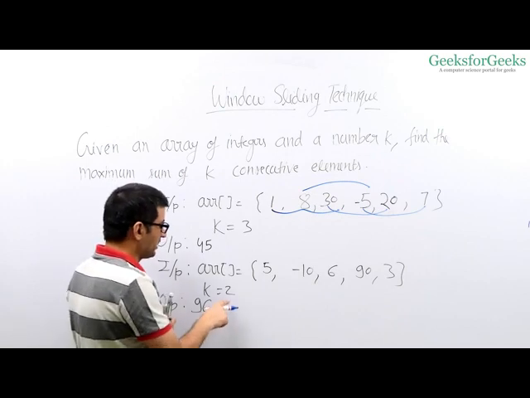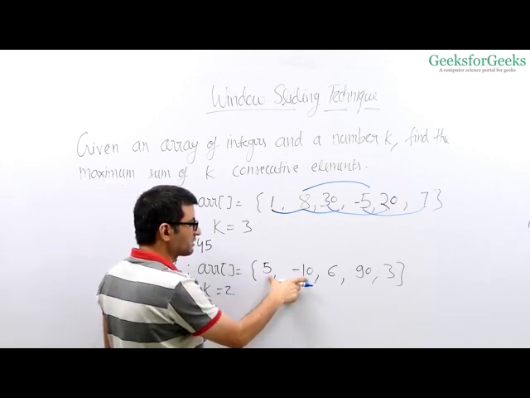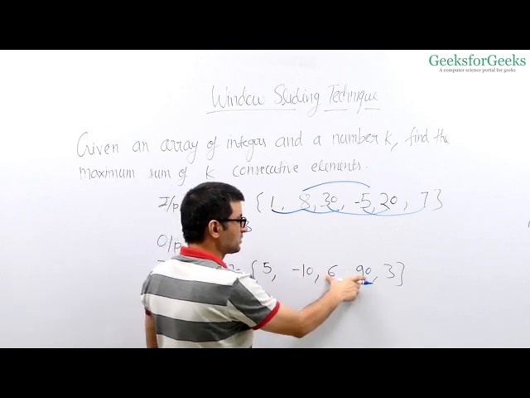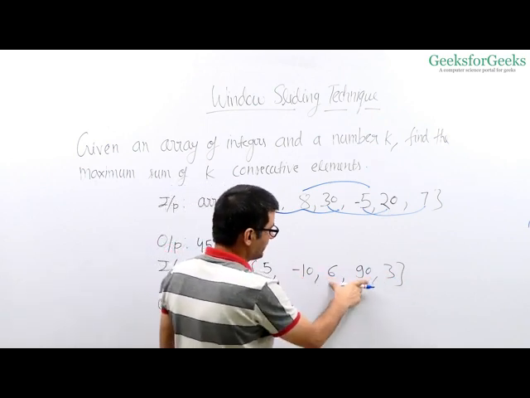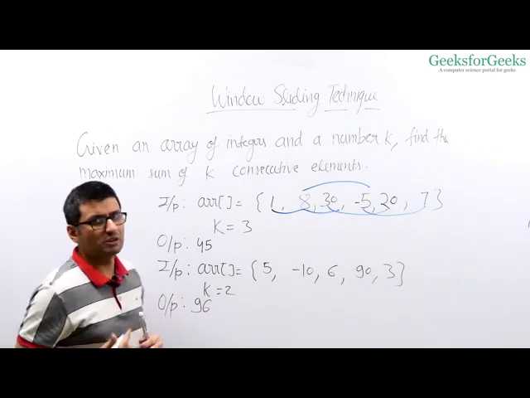In this example, we need to find the sum of 2 consecutive elements. So this one is -5, this one is -4, this one is 96, this one is 93. 96 is the maximum. So that is why our output is 96. How do you solve this problem?